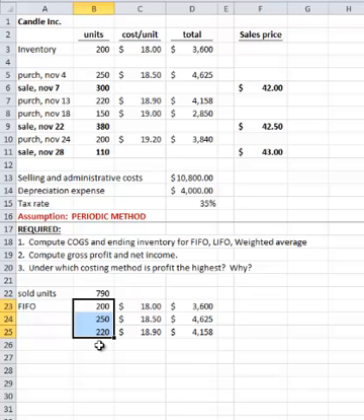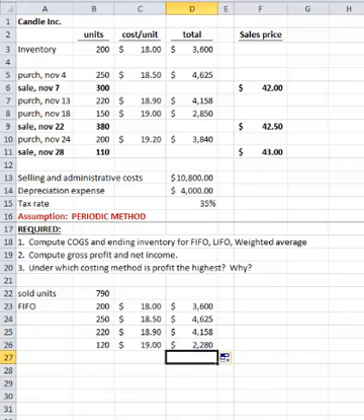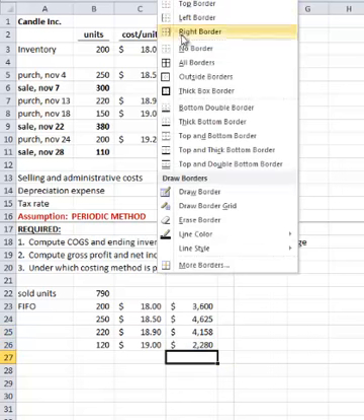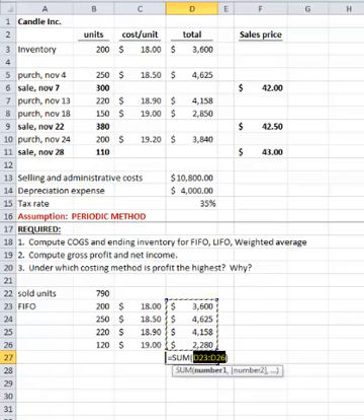I'm just going to take the amount that I need to get up to 790, because the next layer would be too many. The next layer would be 250, and I don't need the whole thing. I need 120 of that next layer. The next layer was $19. So my cost of goods sold here is $14,663.